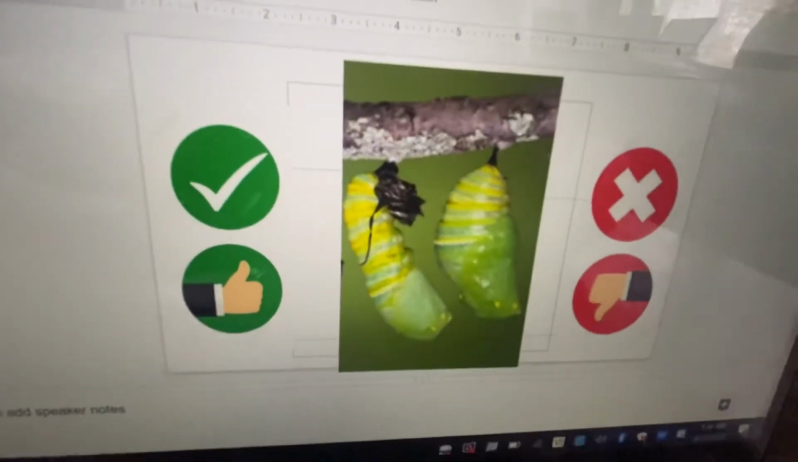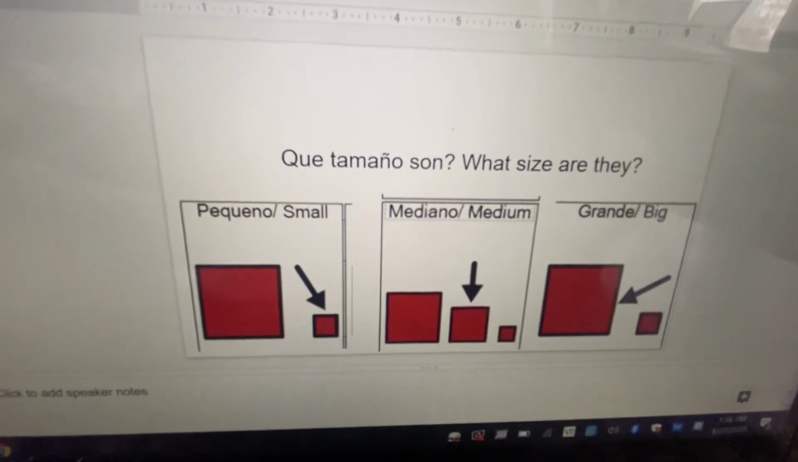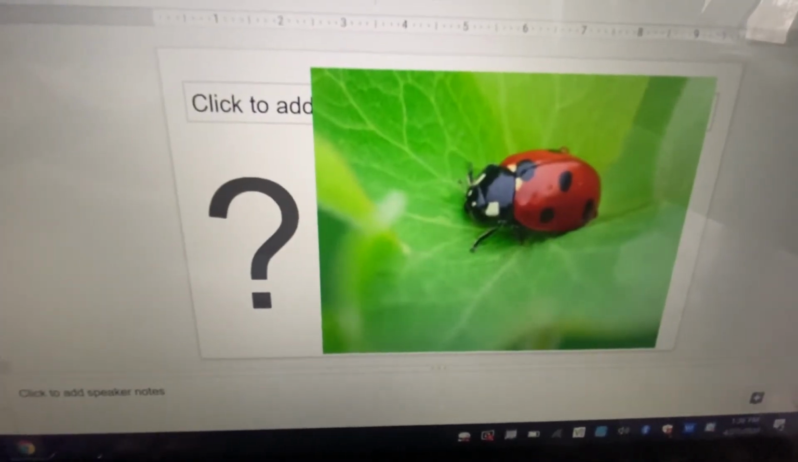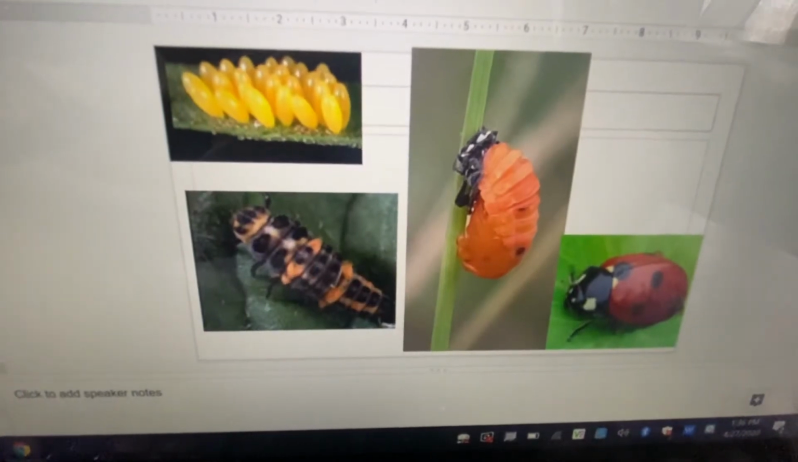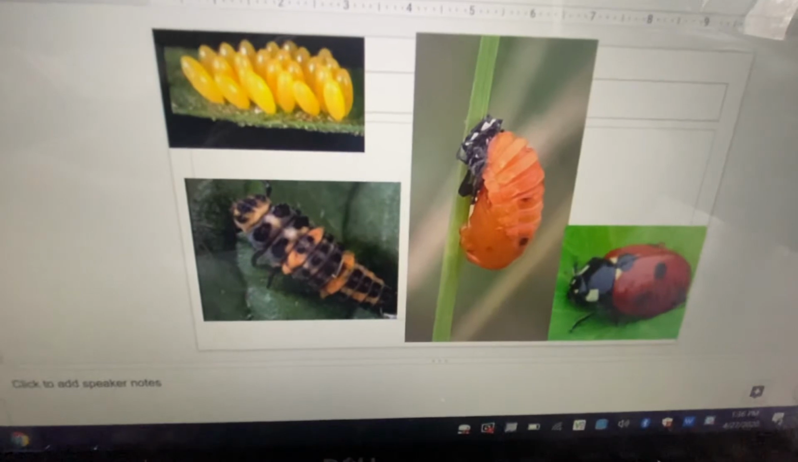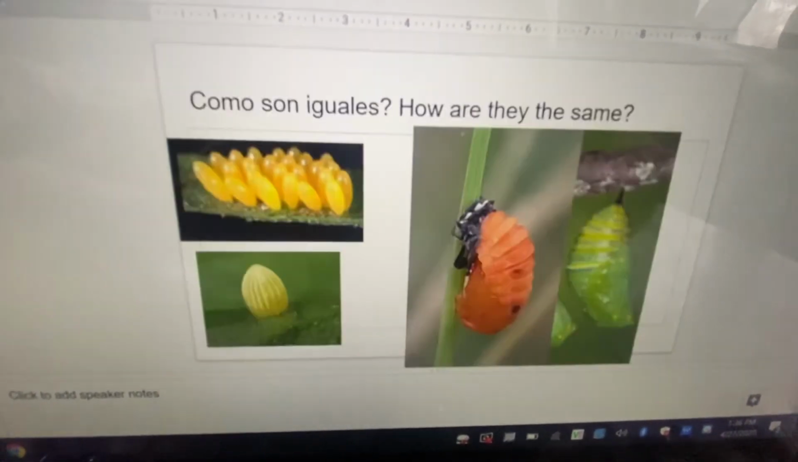So then we said, did they make their cocoons yet? Nope. We looked at a video of how they were growing and what size they were. And we asked, what did you learn about ladybugs? We learned that ladybugs came out of eggs, and then they had the little larvae, and they ate a lot, and then they made their cocoon, and they changed into a ladybug.